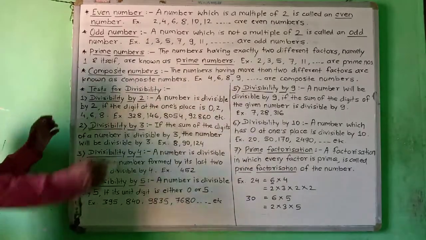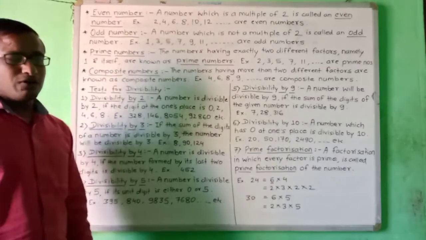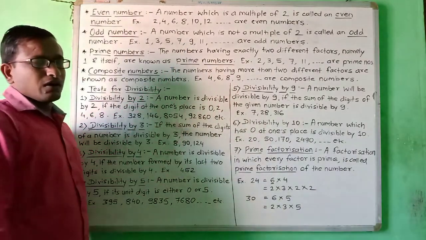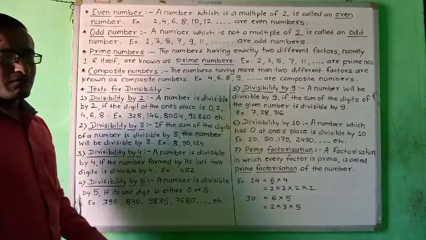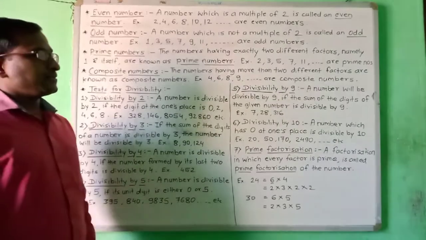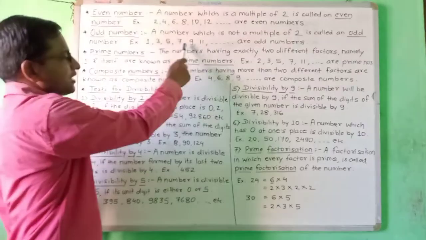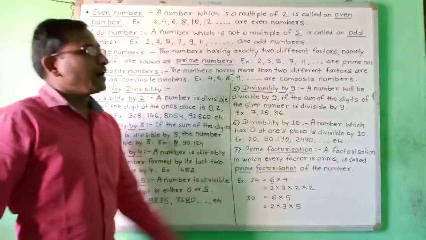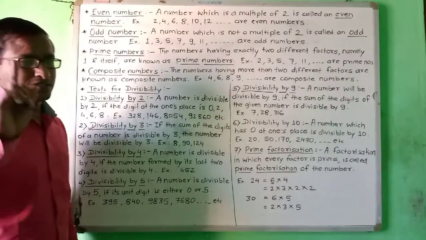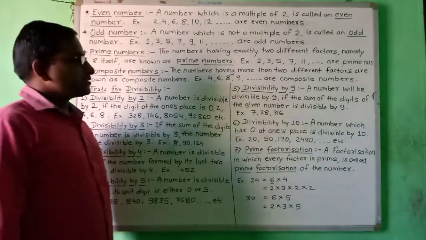Next, an odd number means a number which is not a multiple of 2, or a number which is not completely divisible by 2. Examples: 1, 3, 5, 7, 9 and 11 are odd numbers. In odd numbers, the remainder is always 1, and in even numbers, the remainder is always 0.